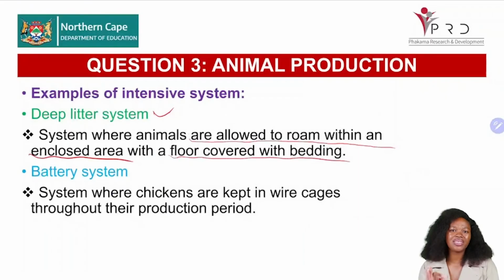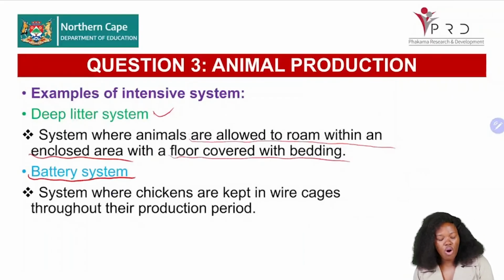It is chickens or pigs that are raised under the deep litter system, where they will be on the floor that is covered with bedding. The movement is restricted. They are provided with feed. There are lights. There is also a bedding that will act as an insulator.